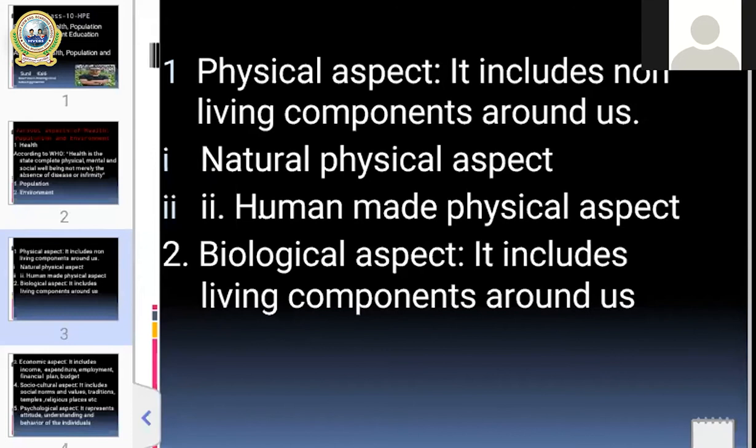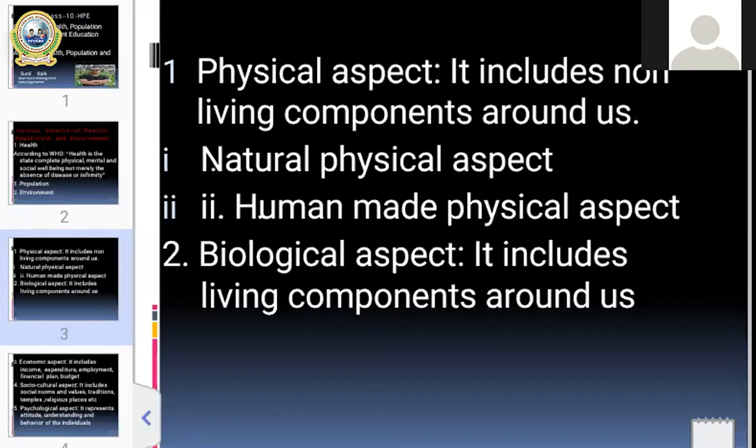All right. So there are two divisions of the physical aspect. Number one, you can see on the screen, natural physical aspect, and the second is the human-made physical aspect. So from the first aspect, that means the physical aspect, we can clarify that the three terms health, population, and environment are interrelated. Right.